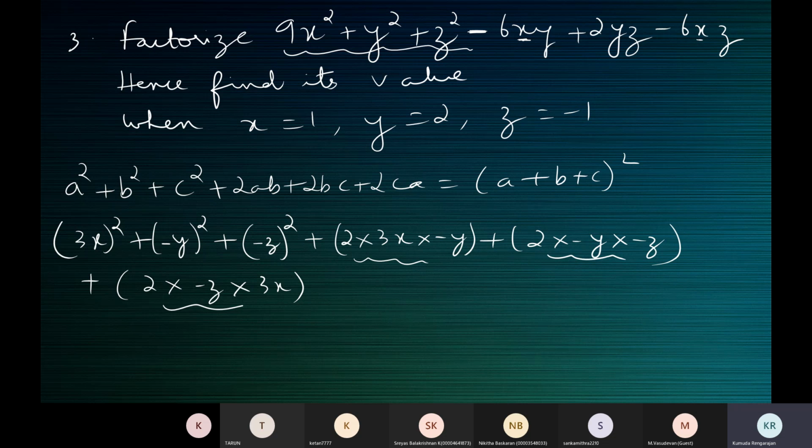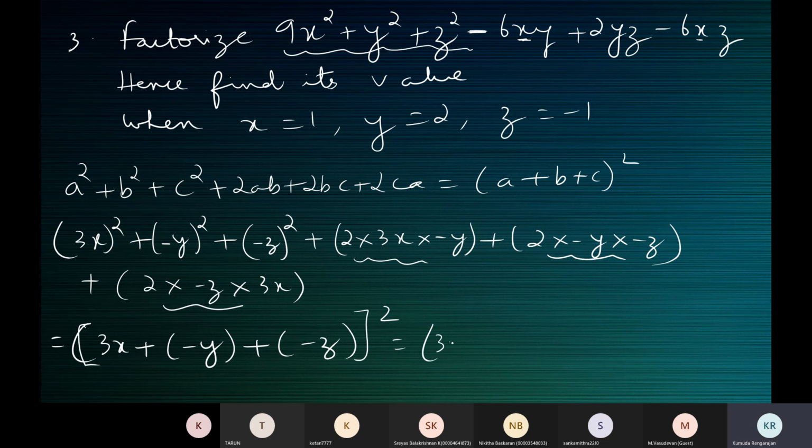So the given expression is of the form a square plus b square plus c square plus 2ab plus 2bc plus 2ca. So upon factorizing, we see that the factors are a plus b plus c into a plus b plus c. That is a plus b plus c the whole square, which can also be written as 3x minus y minus z the whole square.